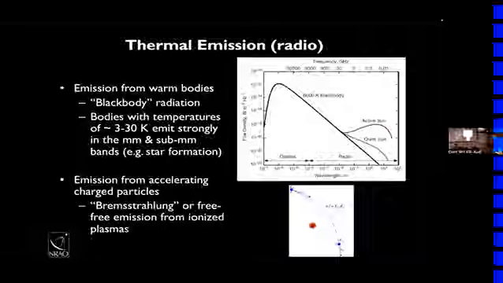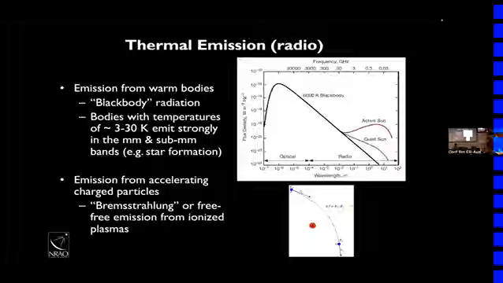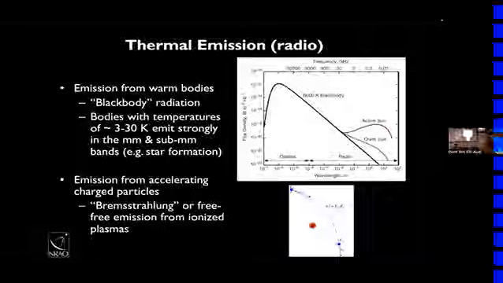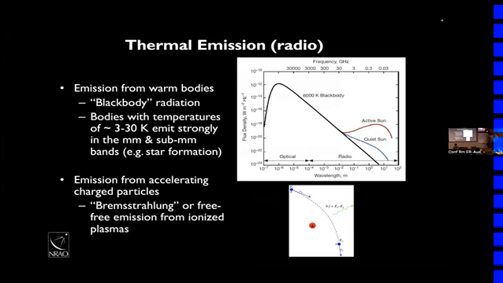And at the bottom there is just an example of how a charged particle, an electron, accelerates because it's moving in a curved path. And any acceleration is going to cause some radiation to come off in the form of what's called bremsstrahlung, or braking radiation.